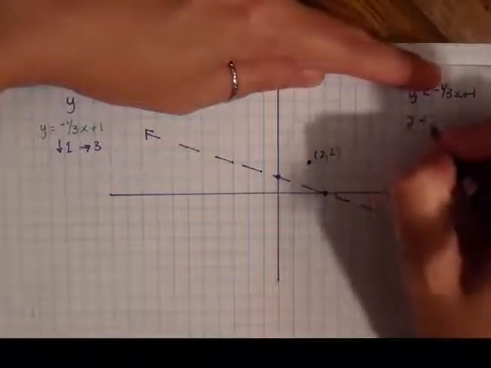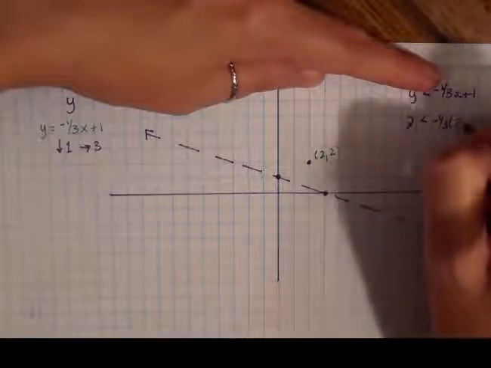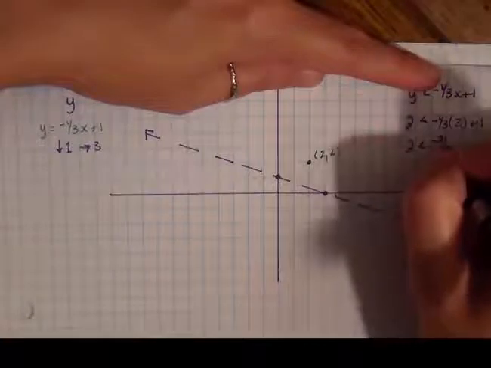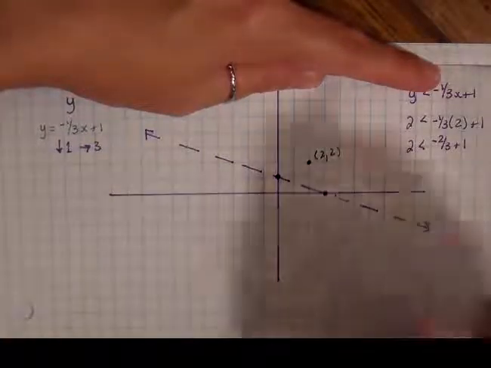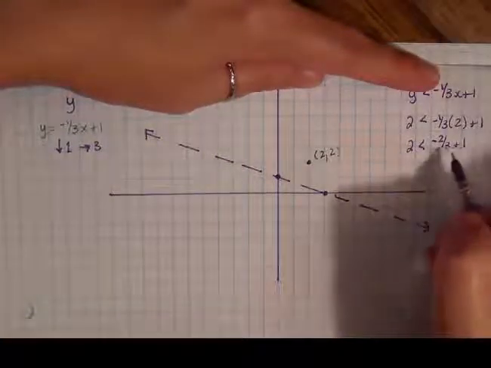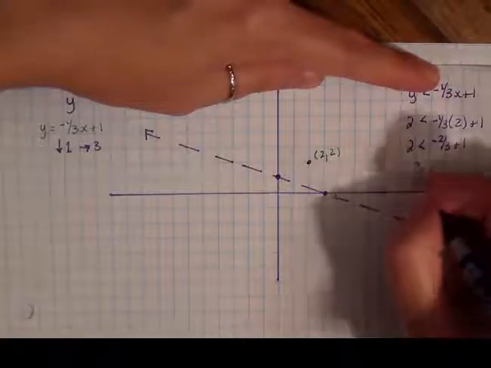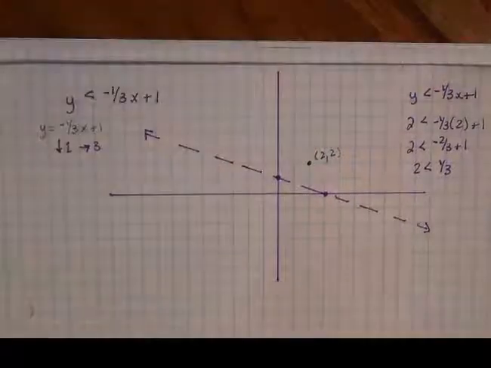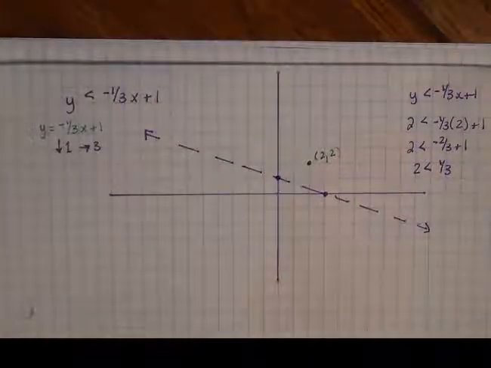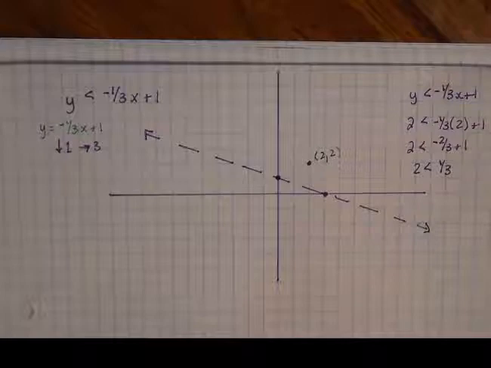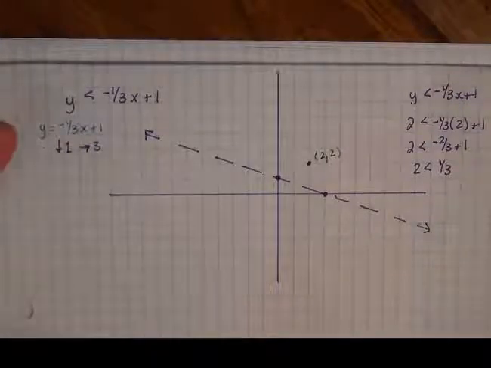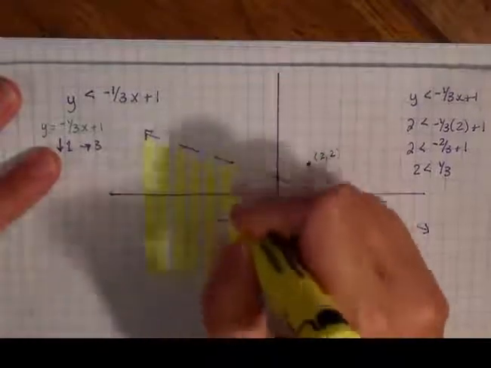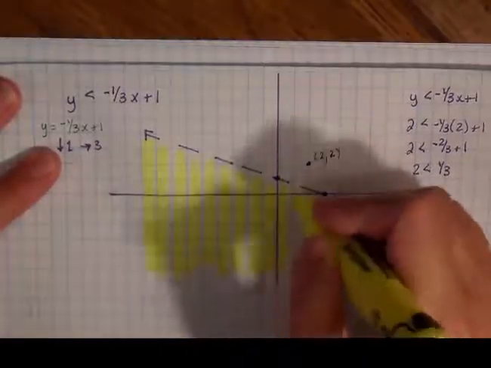So I have 2 is less than negative 1/3 times 2 plus 1. 2 is less than negative 2/3 plus 1. Now 1 is 3/3. So negative 2/3 plus 3/3 gives me 1/3. And I get that 2 is less than 1/3. This is false. And since I got a false statement, I need to shade the other side of the line. So I'm going to shade this side of the line over here where my point is not.